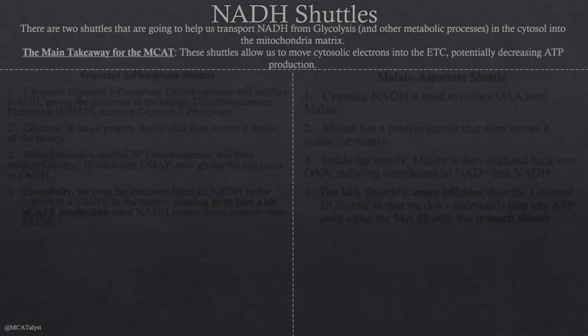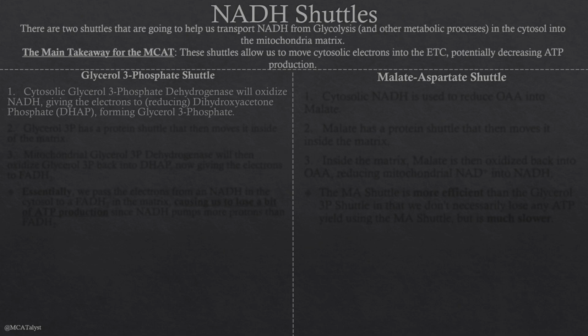The main thing that I want you to take away from this slide for the purpose of the MCAT is that these shuttles allow us to move the electrons from NADH from the cytosol into the matrix for the electron transport chain. But because we're having to move it across a membrane, that is potentially going to decrease our ATP production. The first shuttle that we're going to talk about is the one on the left, the glycerol 3-phosphate shuttle, G3P shuttle for short.